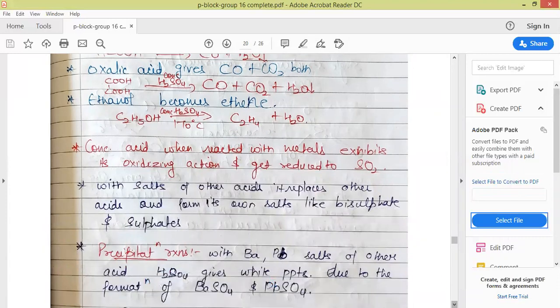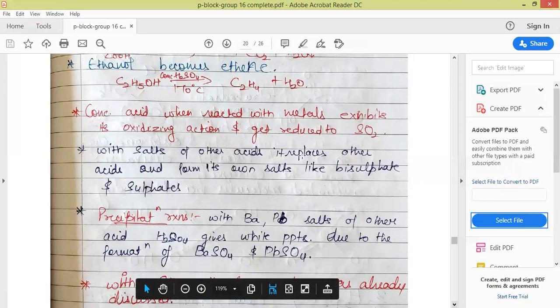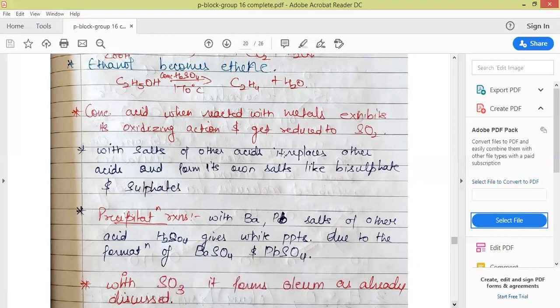Concentrated acid, when it reacts with metal, exhibits oxidizing action and itself gets reduced to sulfur dioxide. As sulfur in H2SO4 is in oxidation state +6, it gets reduced to SO2 with sulfur having oxidation state +4. When it is reacted with salts of other acids, it replaces the other acids and forms its own salts like bisulfates and sulfates.